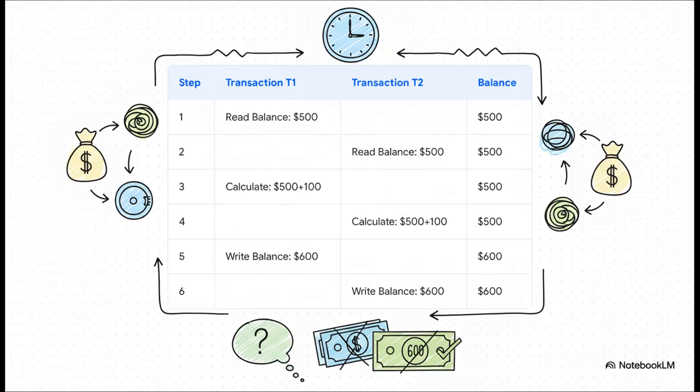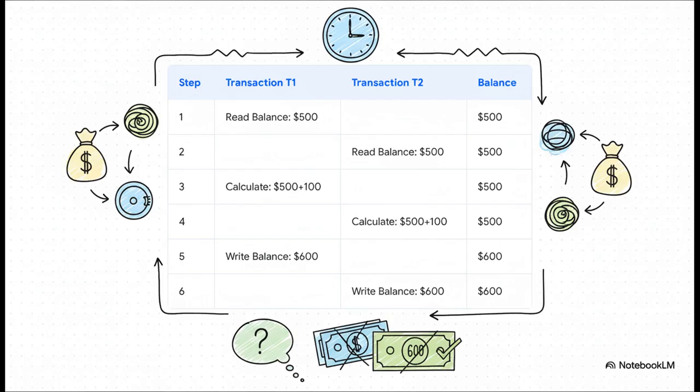First, T1 reads the balance, $500. But before it can finish and save the new total, the system pauses it and jumps over to T2. Now, T2 also reads the balance. And what does it see? It still sees $500 because T1 never got to save its update. Okay, now back to T1. It does its math, 500 plus 100, and writes $600 back to the account. Then, a split second later, T2 does its math based on that old, outdated $500 it read, and it also writes $600 to the account.